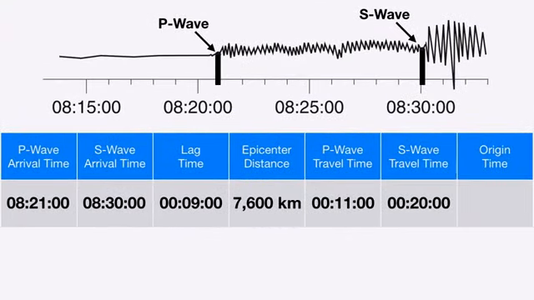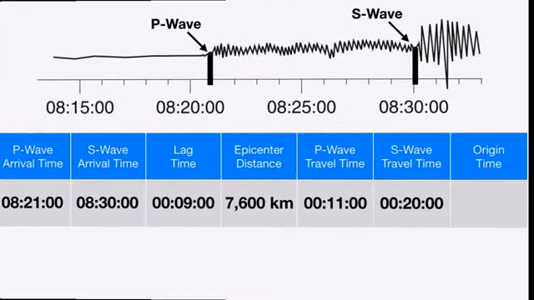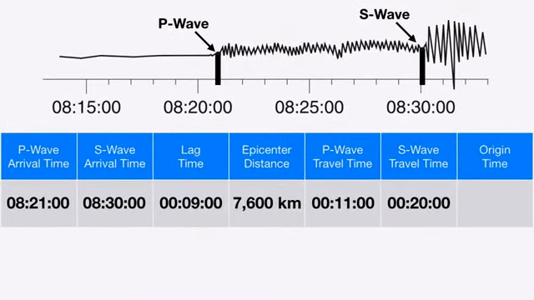Now, theoretically, if I do this with the S arrival and travel, I should get the same time. So let's say the soda man arrives at my house at 8:30 after traveling for 20 minutes. Let's do the subtraction. S arrival minus S travel is going to give me an origin time of 8:10. Notice it's the same as when I did it with the P waves. So I know that the earthquake happened at 8:10.